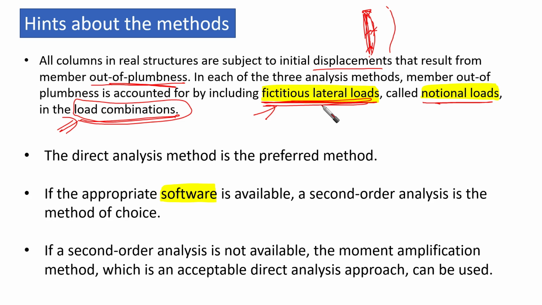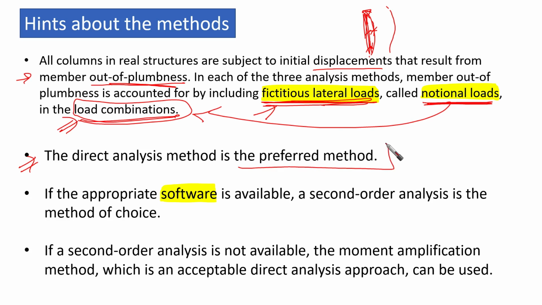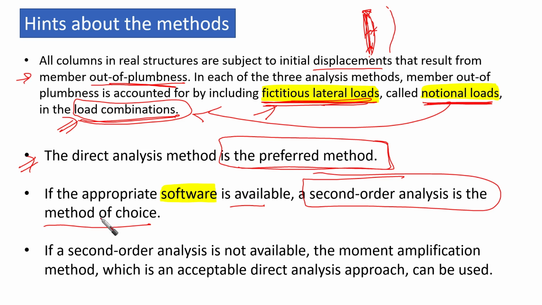So the fictitious lateral loads, or notional loads, are going to be used in the load combinations in order to take into consideration the out of plumbness. Which method is preferred? The direct analysis method is the preferred and, actually, most commonly used. If the appropriate software is available, a second order analysis is the method of choice, of course, because you have your software, so second order analysis is going to be the best choice for you.